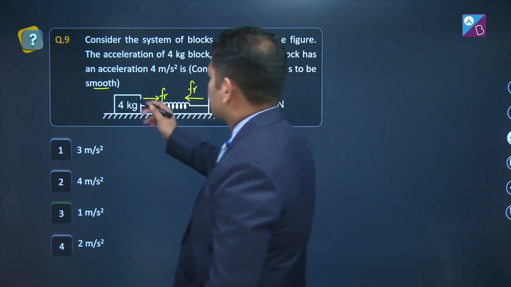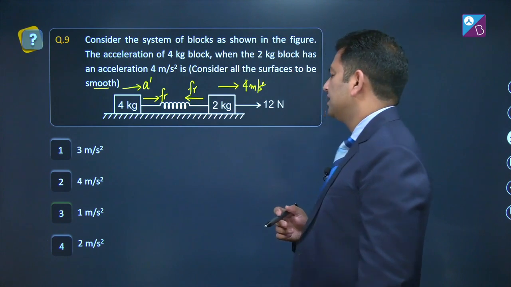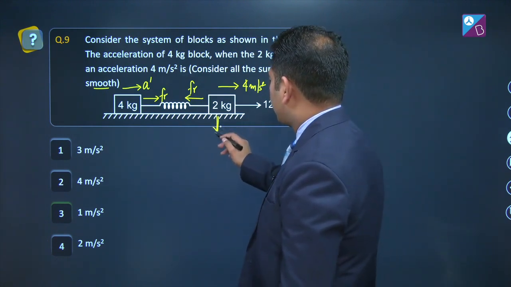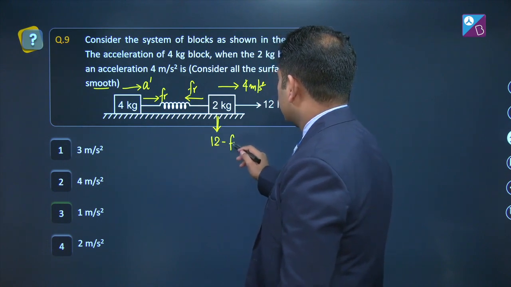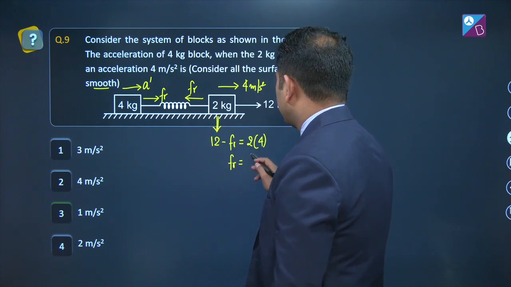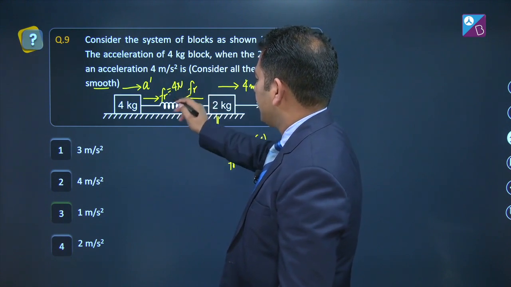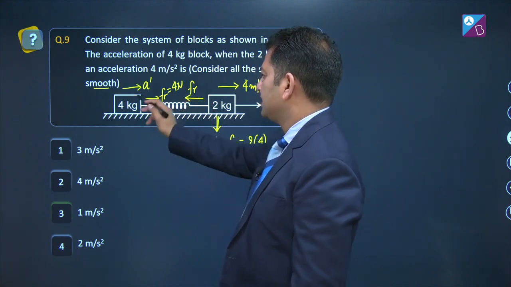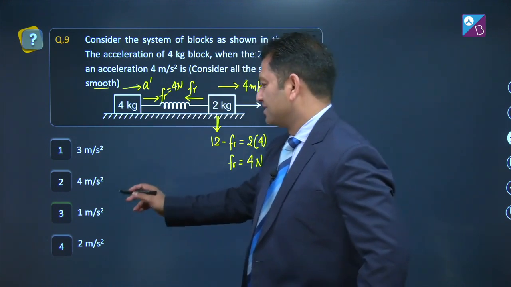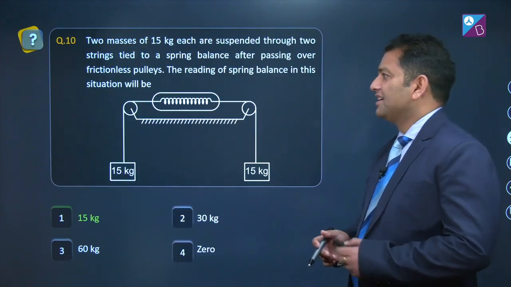Because there is a spring, we can't say that the acceleration will be the same. Let me call this A dash. Let's see the free body diagram equation. What equation will be formed for the 2 kg block? 12 minus Fr is mass multiplied by acceleration. So the value of Fr now comes out to be 4 Newton. Now it's very clear. The same restoring force Fr, 4 Newton, is acting on the 4 kg block. Now what to solve? 4 Newton, 4 kg, the acceleration will be 1 meter per second square. Option number 3. Let's go for question number 10.